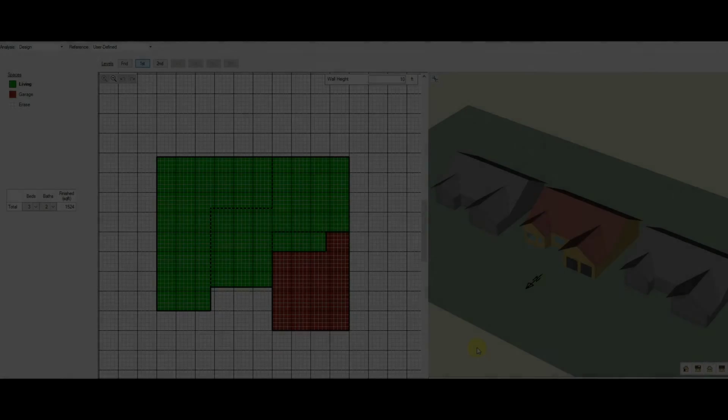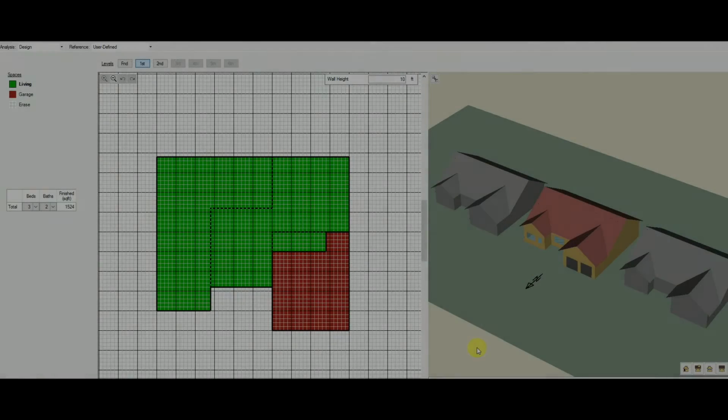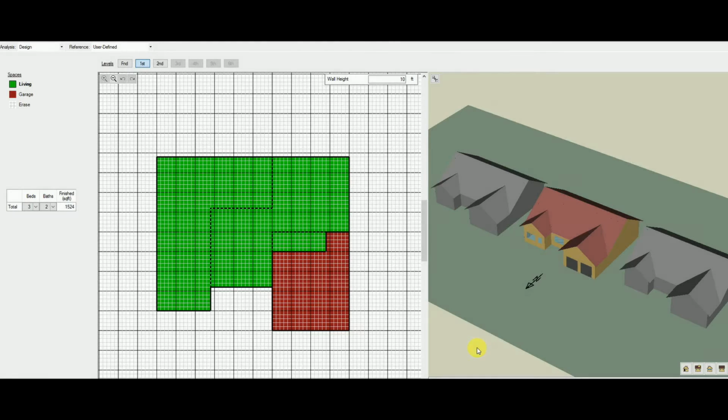Okay, what I'm going to do is run through the input screens really quickly. I'm not going to spend a lot of time on it. If you want more information, if you're interested in buying one of my homes, I'll be glad to sit down and go over this in any detail level that you want to.